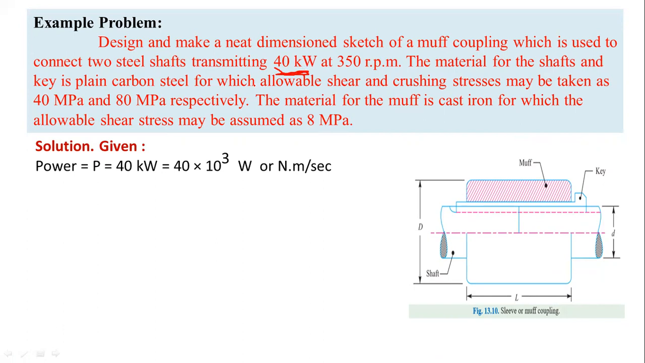W is the unit for power. 1 kilo equals 1000, so 40,000 watts is the power. 1 watt equals 1 Newton meter per second, or 1 joule per second.